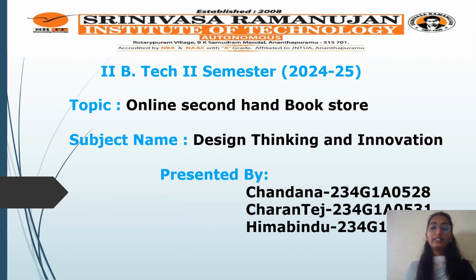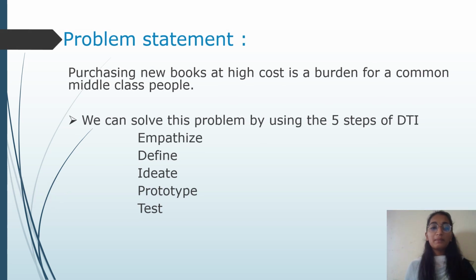Today we are giving a presentation on an online second-hand bookstore. Problem statement: purchasing new books at high cost is a burden for common middle class people. To solve this problem, we use the 5 steps of design thinking and innovation: first empathize, define, ideate, prototype and test. Let us discuss one by one.